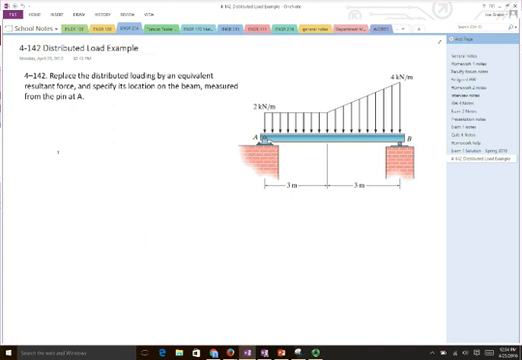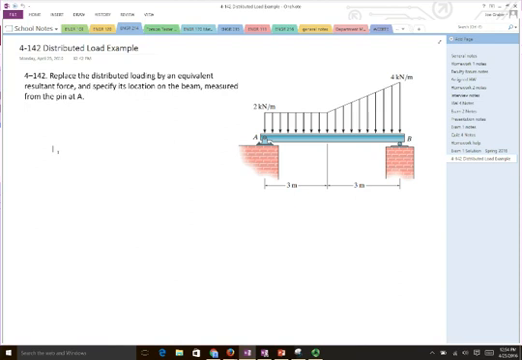We have a problem here which is 4-142 in edition 14 of the Hibbeler text. It is on page 196 if you'd like to follow along. And it states, replace the distributed load by an equivalent resultant force and specify its location from the beam measured from the pin at A.